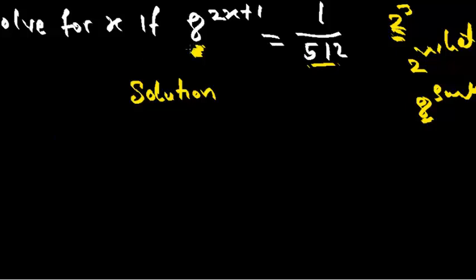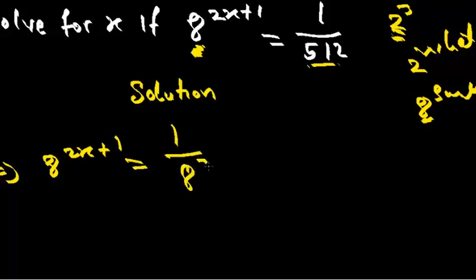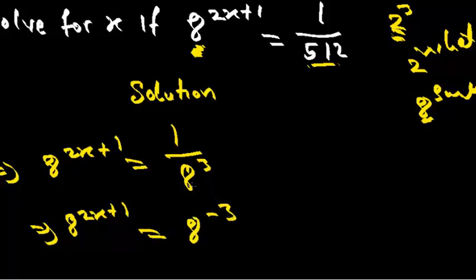Instead of breaking this 8 into 2, you can go ahead and say 8 exponent 2x plus 1 is equal to 1 over 8 exponent 3. That is 512. Now from here, 8 exponent 2x plus 1 is now equal to 8 exponent negative 3. So note that 1 over 8 exponent 3 is the same as 8 exponent negative 3. The explanation is very simple.